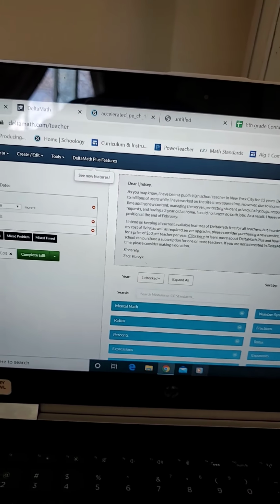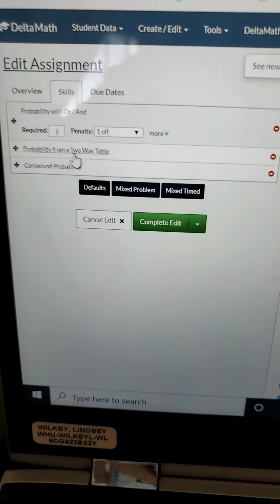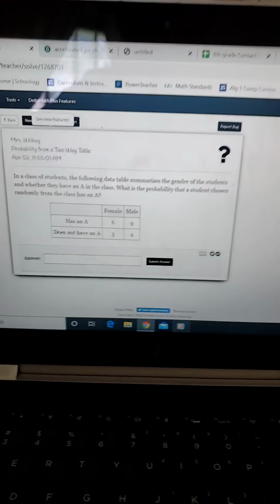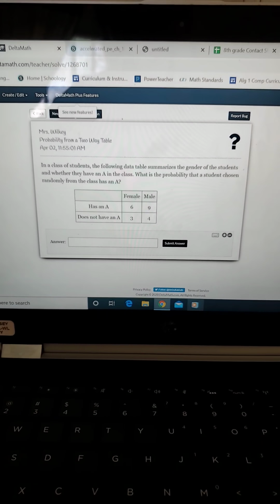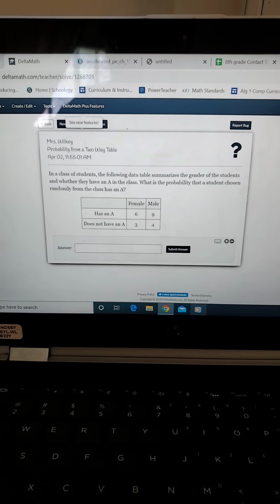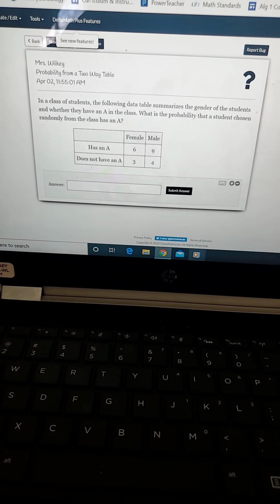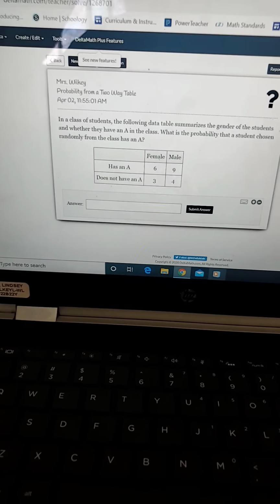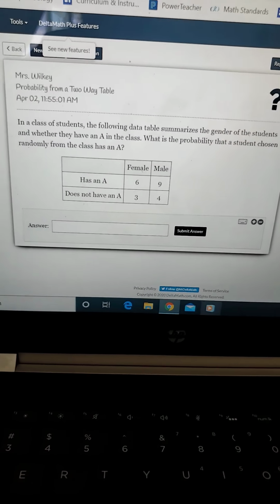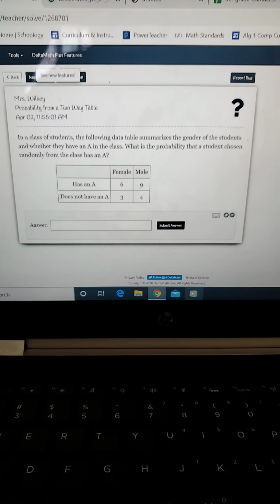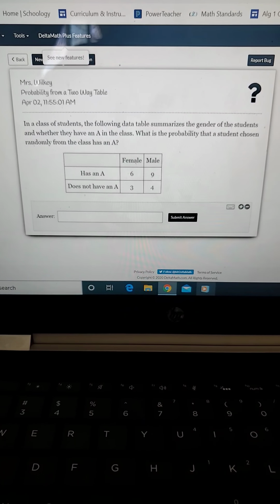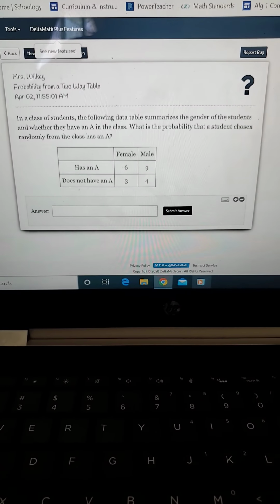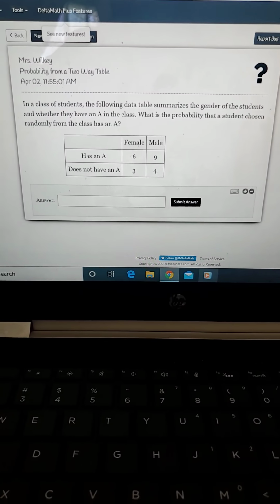All right. So our next question is probability from a two-way table. This time we have the table made for us already. Okay. Sorry, I had a phone call there. All right. So in a class of students, the following data table summarizes the gender of the students and whether they have an A in the class. What is the probability the student chosen randomly from the class has an A?